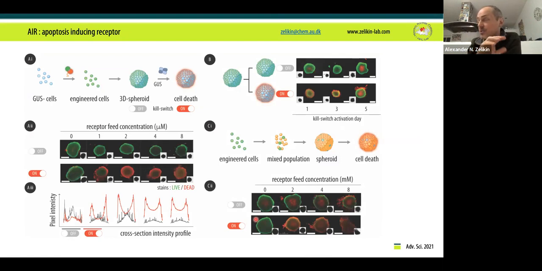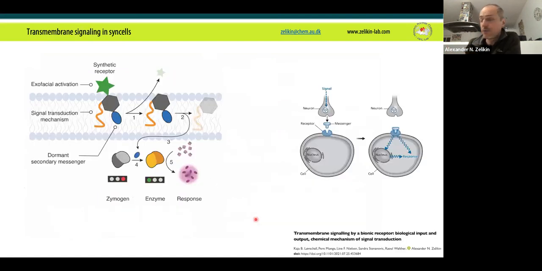They are chemical receptors. There are no proteins. They are based on chemical molecules. Because of that, they're very bioorthogonal, and this is why it allows us to have very specific effects on mammalian cells. Now we can move on to the higher challenge, and that is achieving transmembrane signaling in synthetic cells.